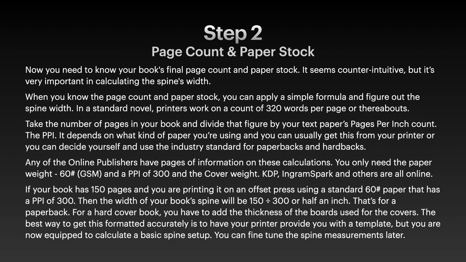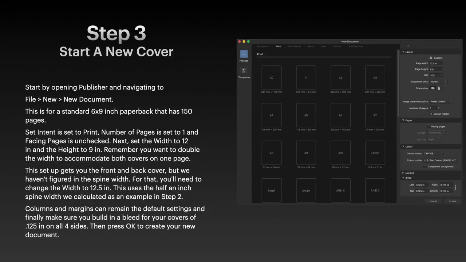But for this exercise, we're starting off at the beginning, and you're working out the width of your book's spine. So if you've got 150 pages divided by 300, that's half an inch. That's for a paperback. For a hardback, you've got the thickness of the boards used for the cover, so there's another calculation to take into place. You can fine-tune the spine measurements later, and all that does, because your paper cover, your book cover, is in one file, is that you've only got one small file to make adjustments in.